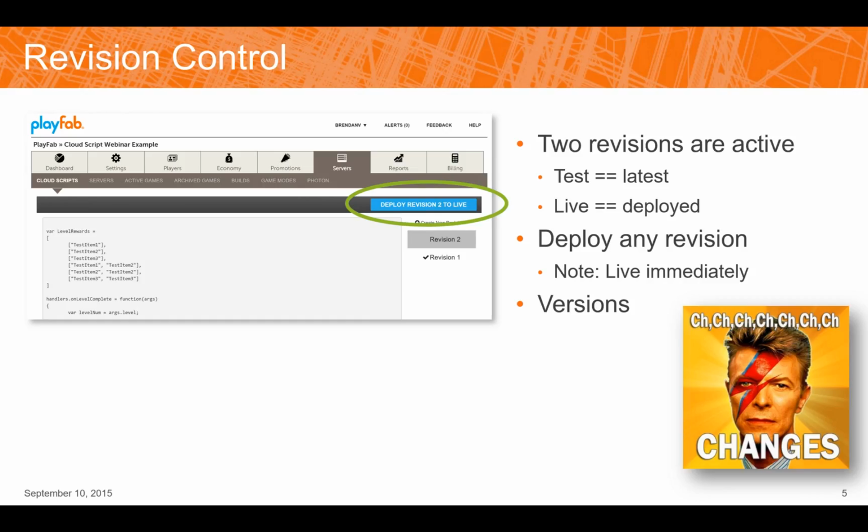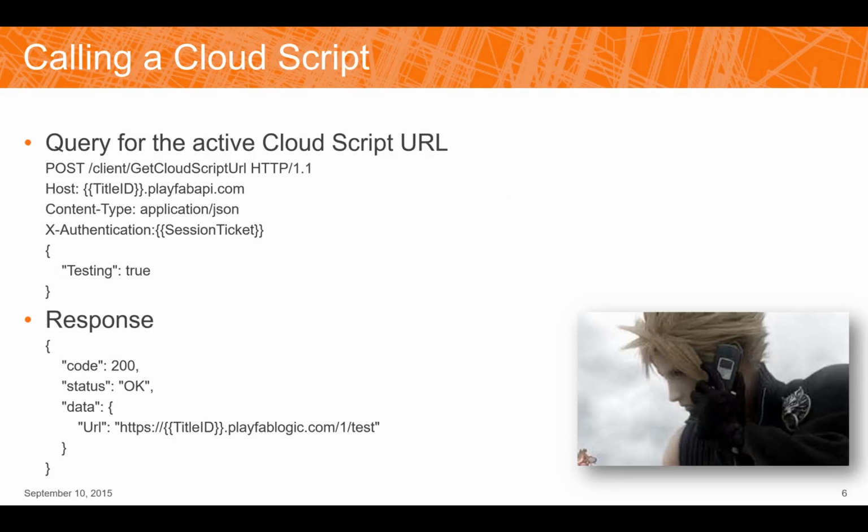So when you call a cloud script, the first thing you do is you query for the cloud script URL. So from the client, you call get cloud script URL. Obviously, you'll be passing in the session ticket for the signed-in user and your title ID. You see where I've commented those out in the Postman style fashion.